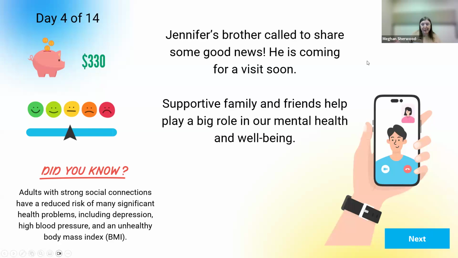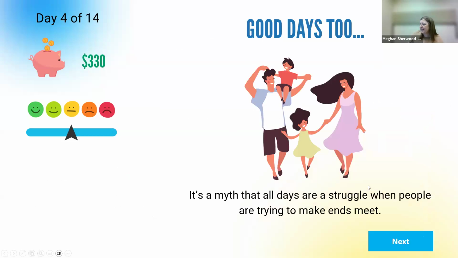And because we have our phone, we've got some good news here from Jennifer's brother. He's calling to say that he's going to come for a visit soon, which is great news. The family is very excited about that. Having supportive family and friends plays a big role in our mental health and well-being. That social connectedness is so important and can reduce risk of many significant health problems, including depression, high blood pressure, and unhealthy BMI. So we want to make sure that we're staying connected and can see Jennifer's brother. We're glad to hear that good news.